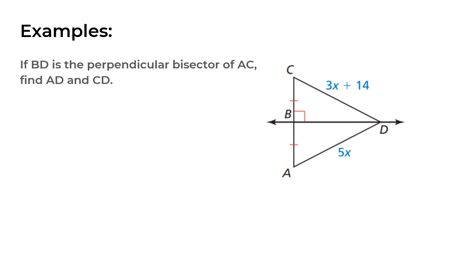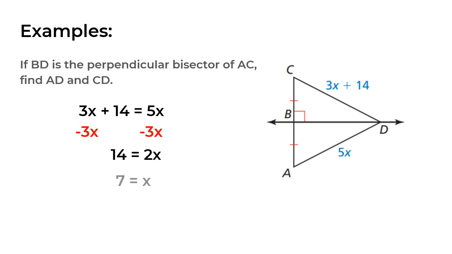So if we know that CD and AD are going to be the same, then we set up an equation where they're both equal to each other. So 3x plus 14 represents the same amount as 5x, so we just create an equation where those amounts are equal to each other. And then you solve for x. Again, take away the x from both sides, and then we divide.